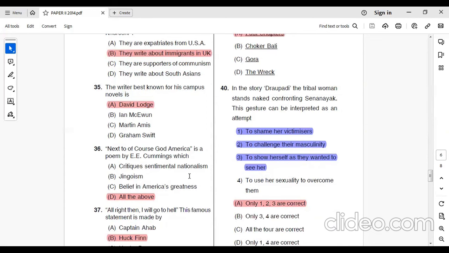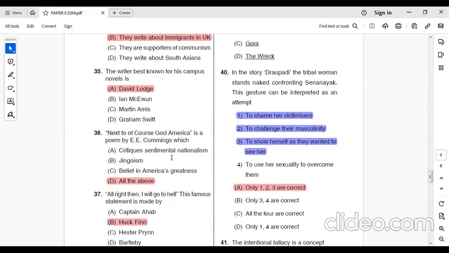Cummings. Which critiques sentimental nationalism, jingoism, beliefs in America's greatness? So Next to, of course, God, America is an anti-war poem. This poem is an anti-war poem written in the aftermath of World War One. Sometimes it's also considered an anti-American poem.